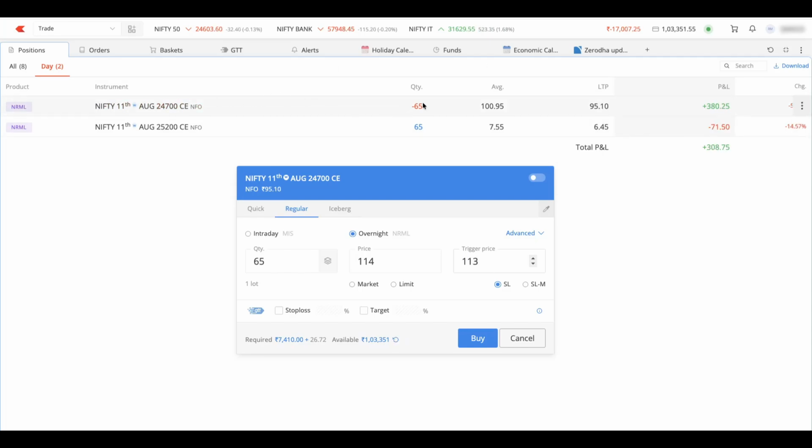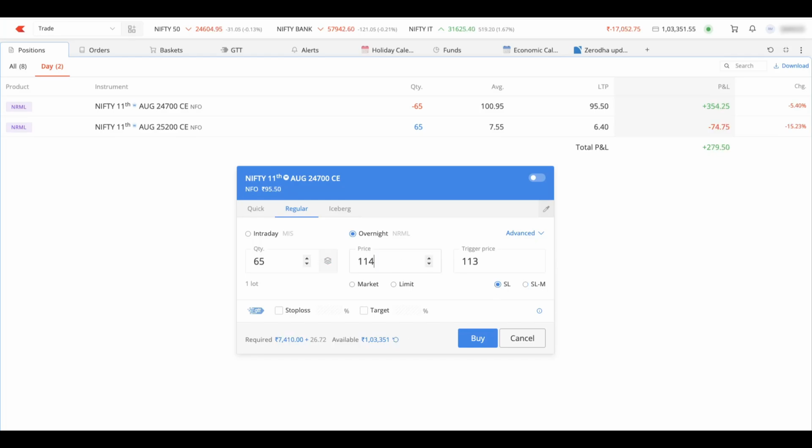So whenever this option price comes to 113, the order will be sent to the exchange, and whenever the price reaches 114, then the order will be executed. Suppose you select an SLM order: whenever the price comes to 113, the trigger price, the order will be executed at the trigger price automatically. So if you want to exit at the trigger price, select SLM order. Or if you want to exit at a specific price, then select SL order. So I will make it 114.